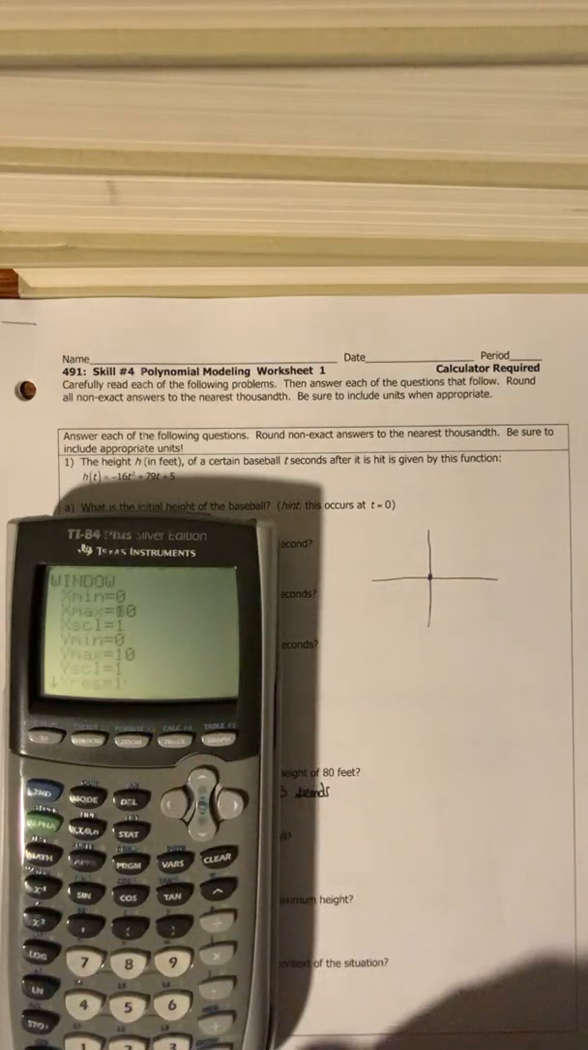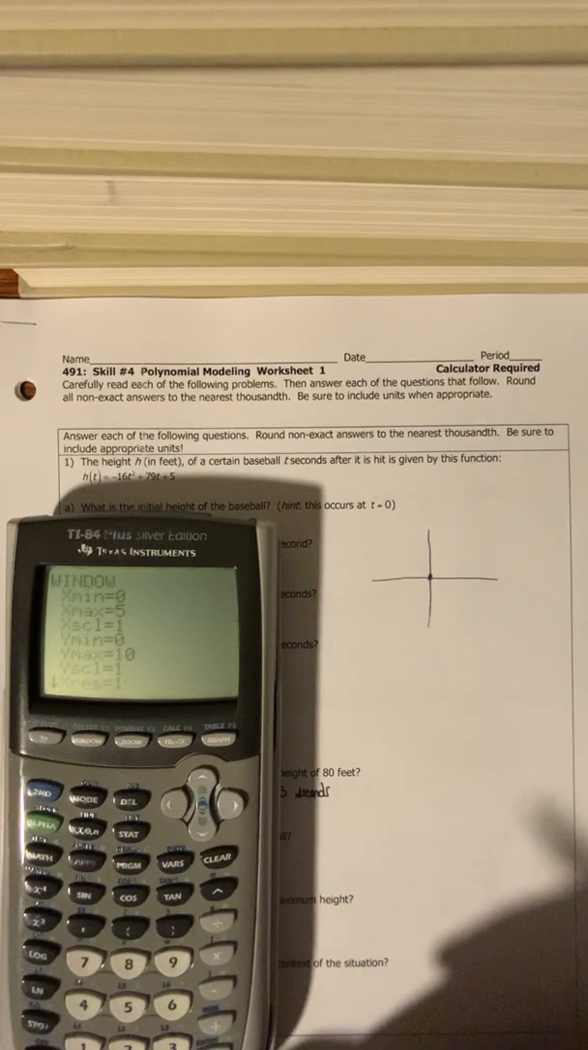All right, how about the x max? Well, remember when I said it hit the x-axis at 5? That means anything bigger than 5, we don't really care about too much. So a good x max might be about 5.